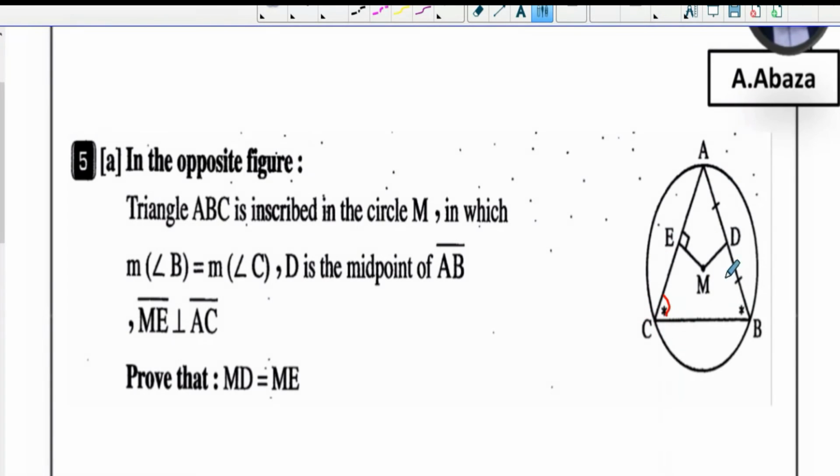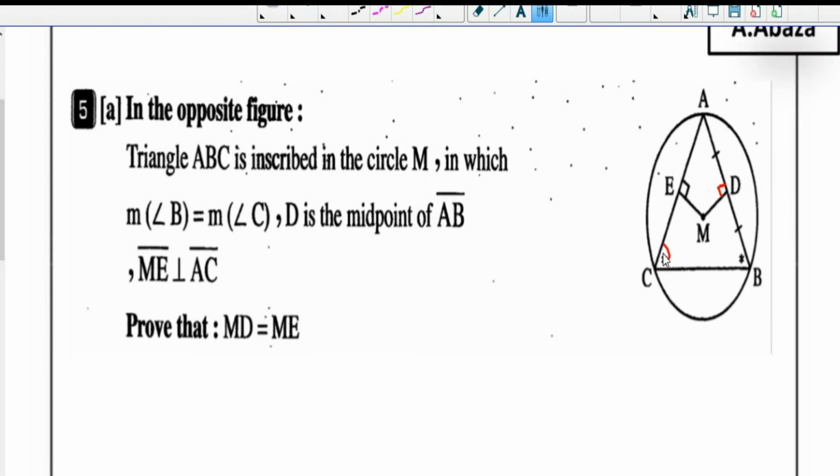Since MD bisects AB, therefore this angle MDA is 90. And also the measure of the angle MEA is 90. So, yes, MD will equal ME. How can I write this in the proof?